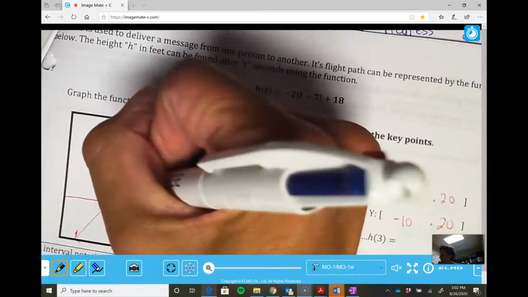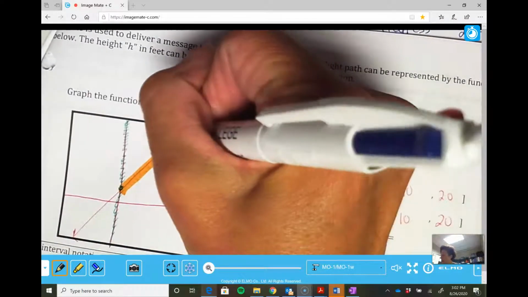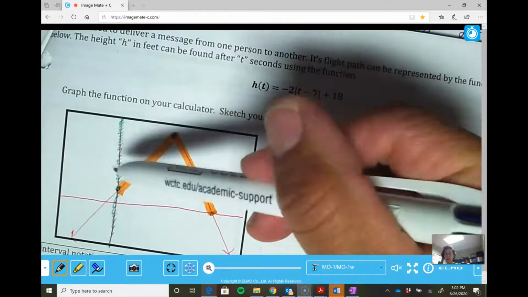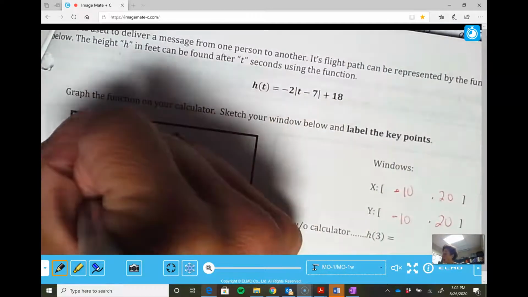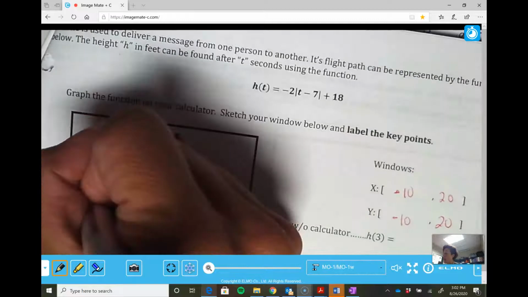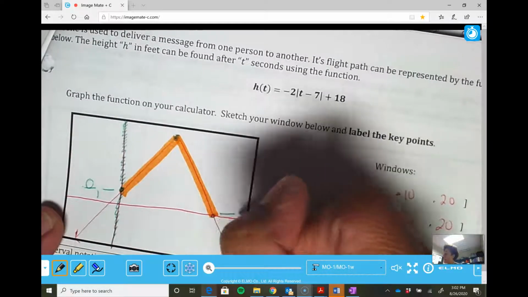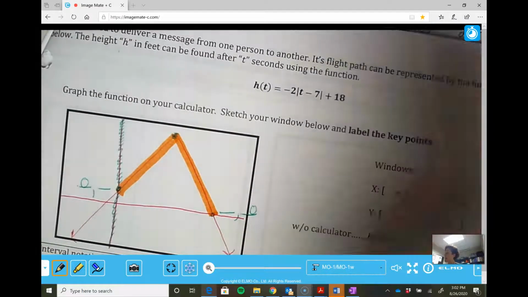So what we're going to do is find a starting point, a turning point, and an end point, which also happens to be a y-intercept and an x-intercept. So again, in a y-intercept, y has a value, but x is 0. In an x-intercept, x has a value and y is 0. So just some things to keep in mind, and then we'll do our min and max.